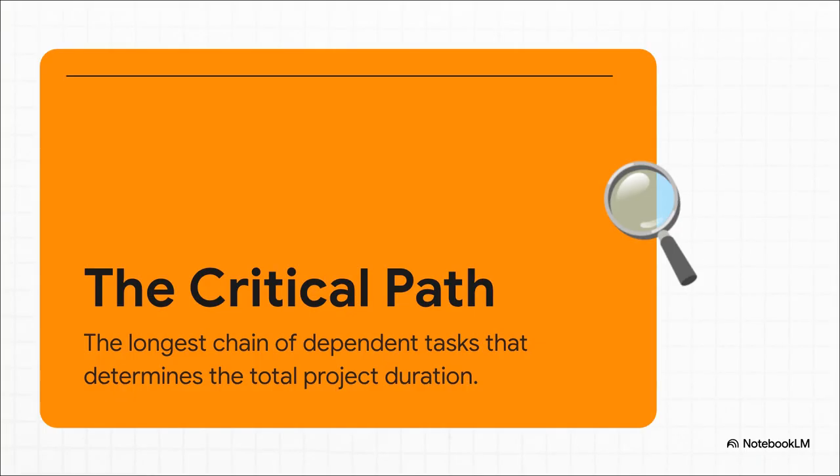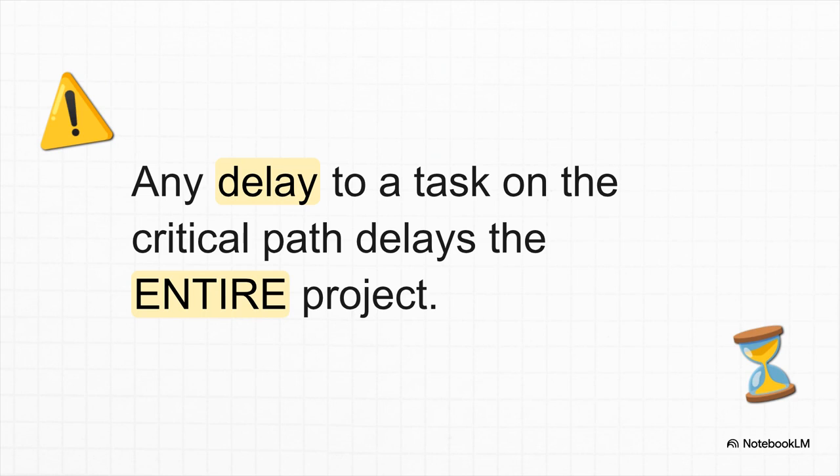See, the total time for a project isn't just adding up all the tasks, because a lot of them happen at the same time. No, it's determined by one specific sequence of events. And that sequence is called the critical path. It's basically the longest possible journey from the start of the project to the finish. And this right here, this is probably the most important concept in all of scheduling.